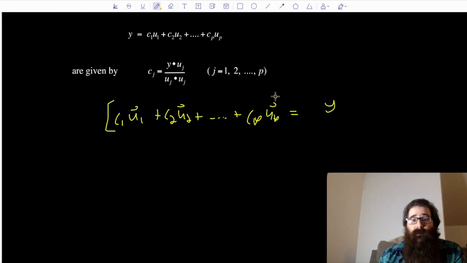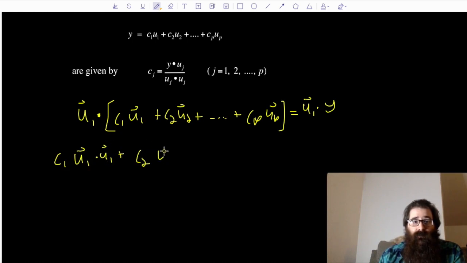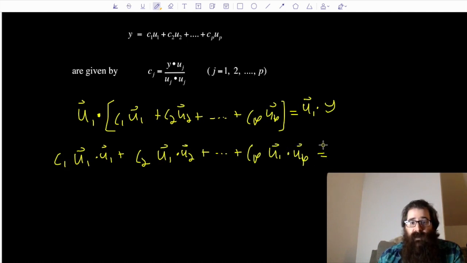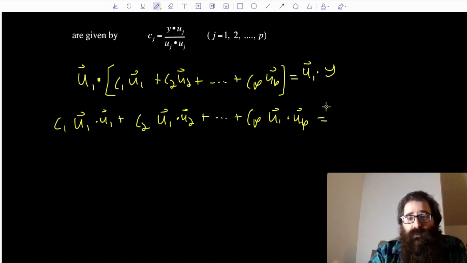So what I'm going to do is dot both sides with, for example, any of the vectors, but I'm going to start with u_1. We'll just do one example of this. You can imagine how the rest is going to look. If I dot with u_1, over here on the left, I want to bring that dot product through. So it's c_1 times u_1 dotted with u_1, plus c_2 times u_1 dotted with u_2, and so on, plus c_p times u_1 dotted with u_p. And over on the right-hand side, I could leave it written like this. But remember, the order that I do the dot product doesn't matter.